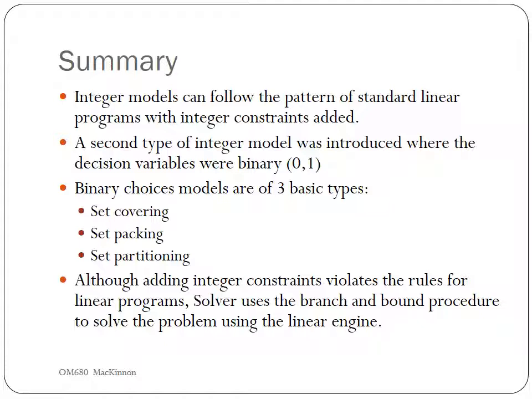So, in summary, integer models look very much like the standard linear programs that we have had, with some integer constraints added. But we also added a second type of integer model where the decision variables are binary, 0 or 1. And there are three basic types: set covering, set packing, and set partitioning. As I said, go back and look those over. Look at the chapter spreadsheet, and make sure you understand these.